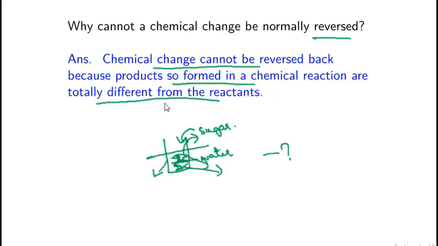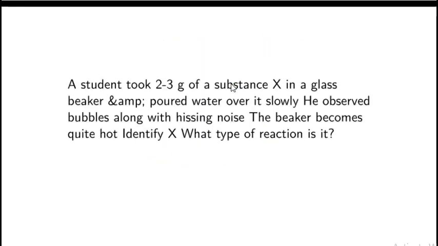So chemical reactions are not reversed back because products formed in a chemical reaction are totally different from the reactants. So these are the reactants, right? And what we got is sugar solution. So this is one of the examples for this change.